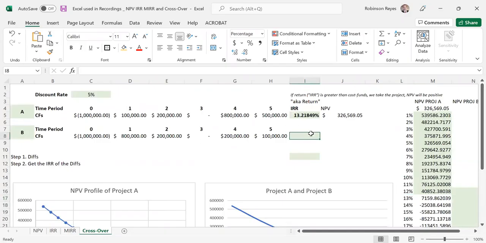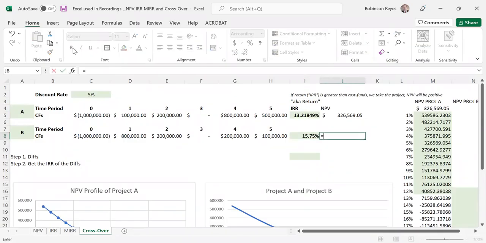Okay, so for example, let's look at project B. IRR, and we look at IRR here, it's 15. It's a little bit higher than project A's IRR. Let's calculate the NPV as well. We only select the future cash flows. We need to give Excel the rate, comma, then future cash flows plus initial investment. There we go.